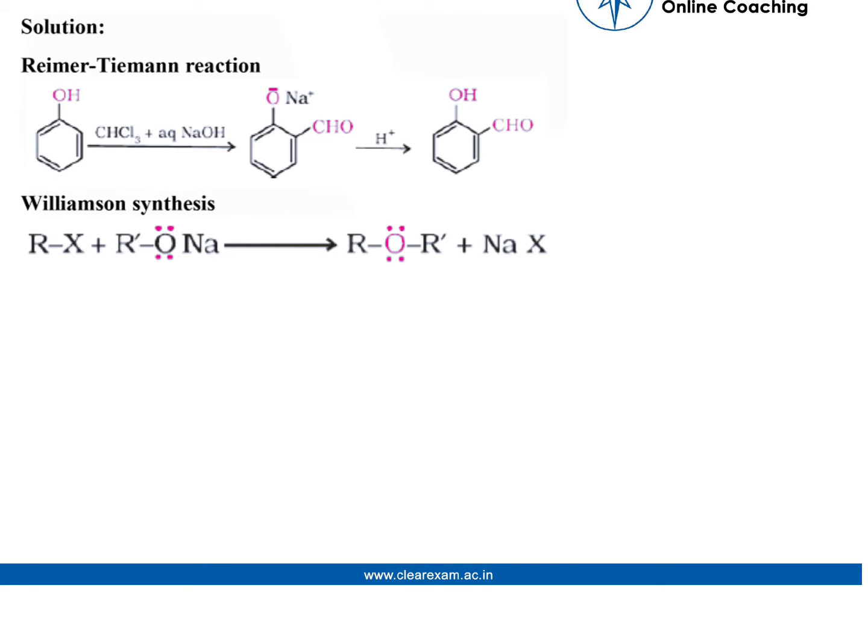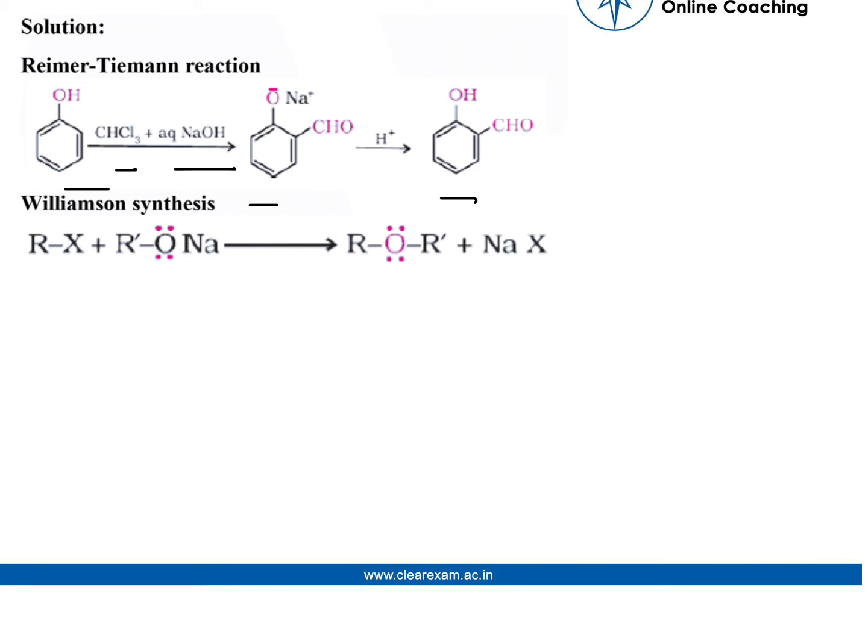So here we have the phenol, and in the presence of chloroform plus aqueous NaOH, it gives this product, and after when we treat this product with H+ ions, it gives the major product, that is this.